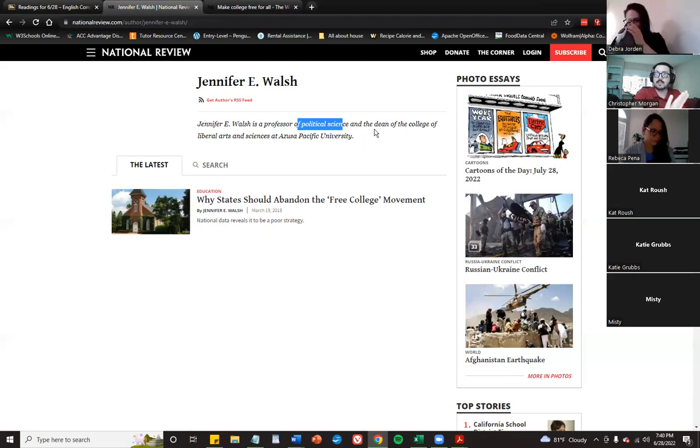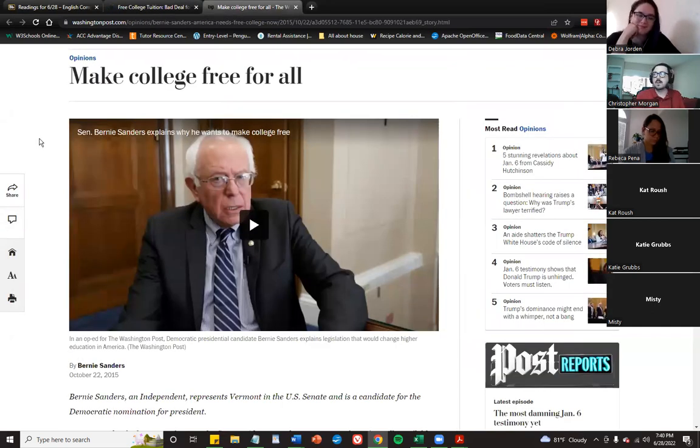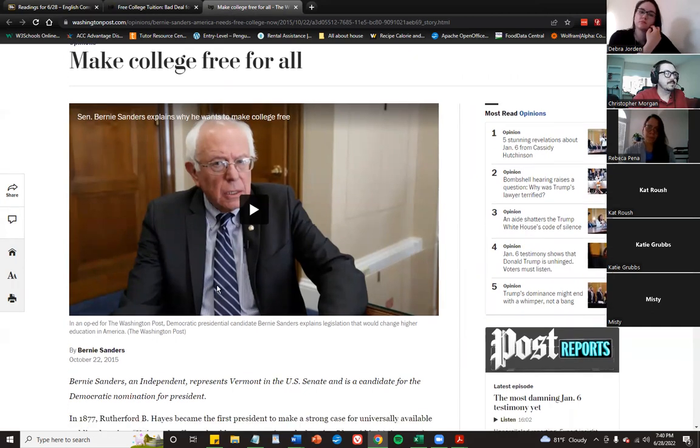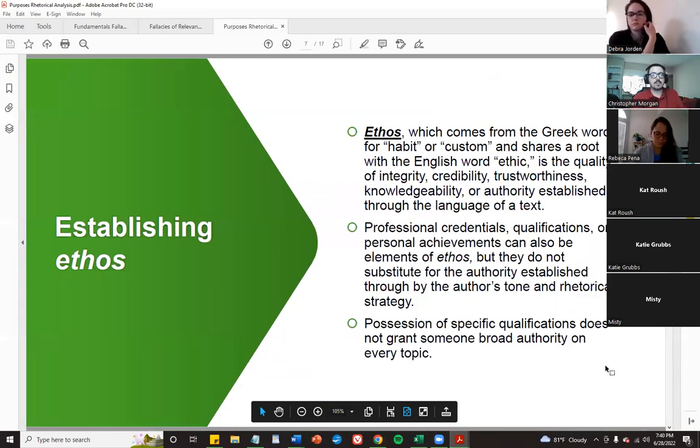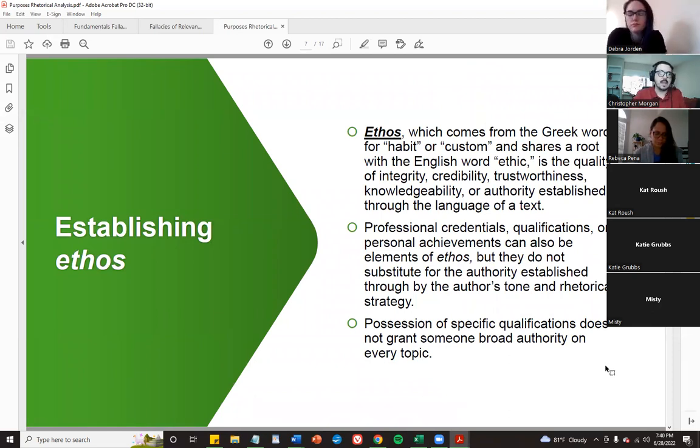Maybe when Walsh is saying things about college graduation rates and retention, there's a little bit more credibility behind those numbers, if she's not citing her sources very well. I have some bad news about that, but in terms of just comparing their bona fides, this is before they've even opened their mouth to us, right? So, like I said, professional credentials, qualifications, or achievements can be an element, but they don't substitute for the authority established by the author's tone and their strategy.